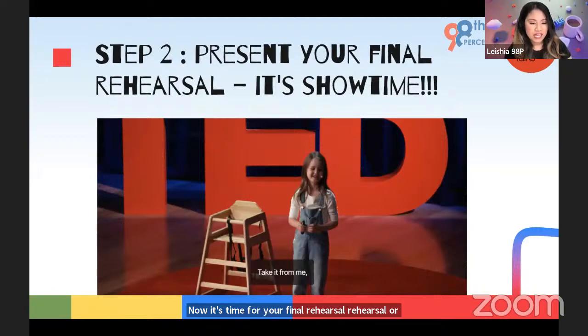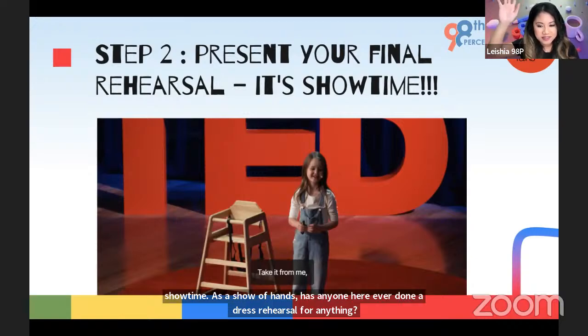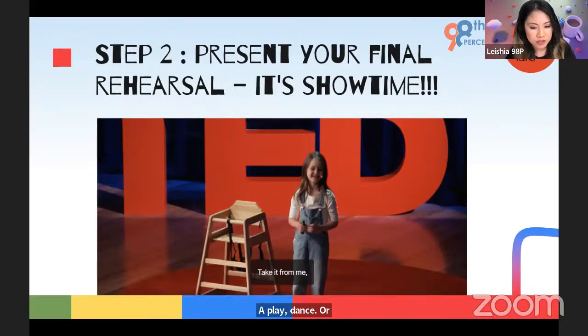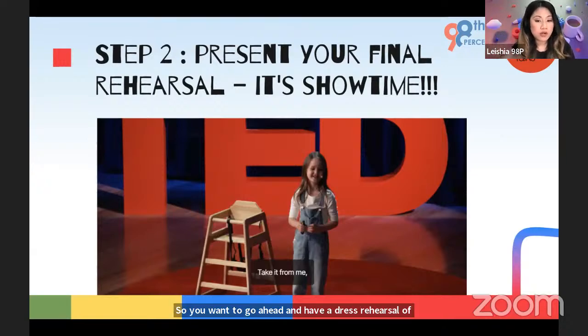Now it's time for your final rehearsal or showtime. As a show of hands, has anyone here ever done a dress rehearsal for anything? A play, dance, or scrimmage for sports, right? It's as if it's the real thing. So you want to have a dress rehearsal of your own, where you wear a great costume for you that shows your uniqueness.